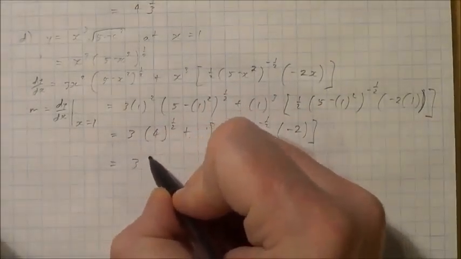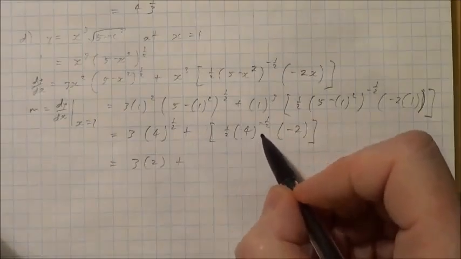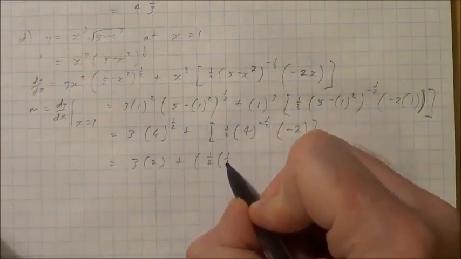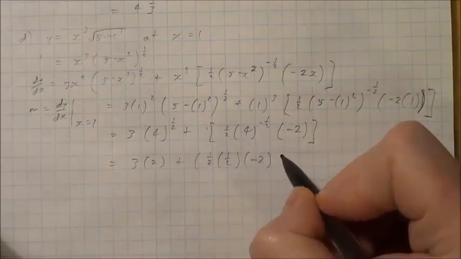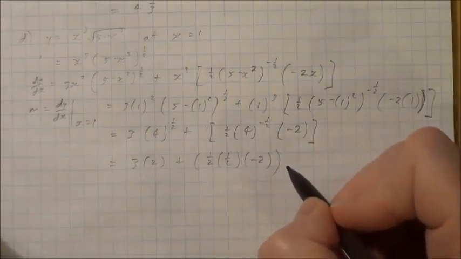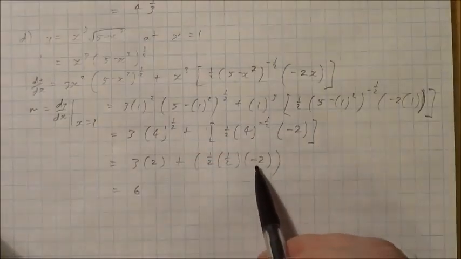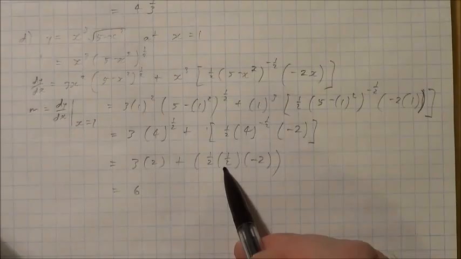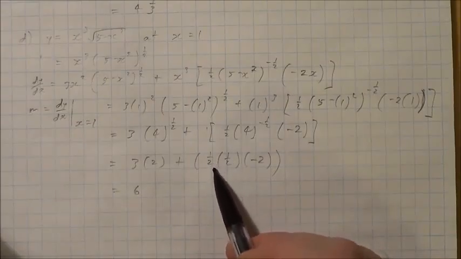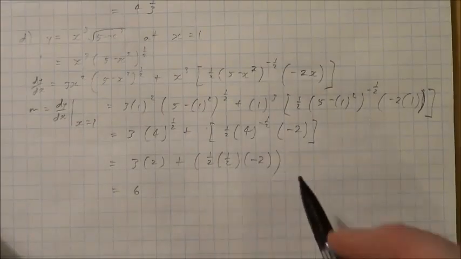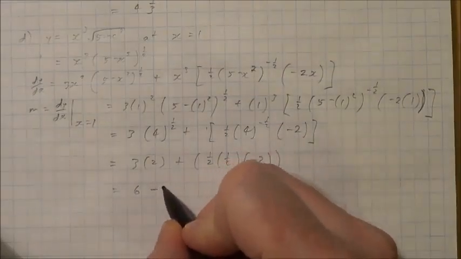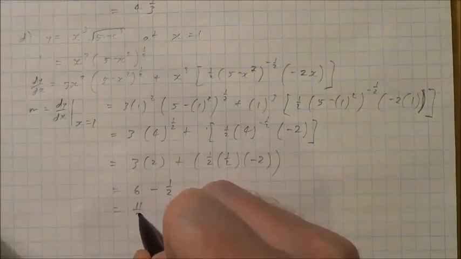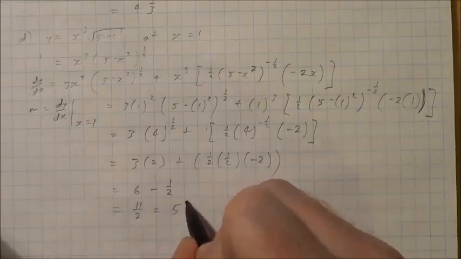And so then we're left with 3 times 2 plus a half times a half times negative 2. 6. A half times a half is a quarter. A quarter times negative 2 is negative 2 quarters, which is negative a half. So 6 minus a half gives me 11 halves, or 5 1/2.